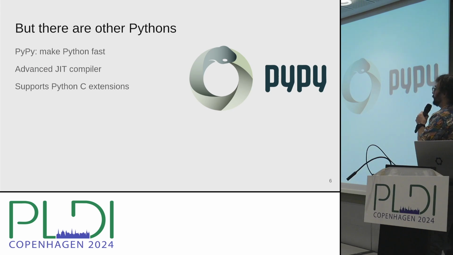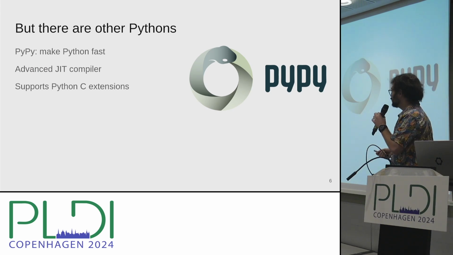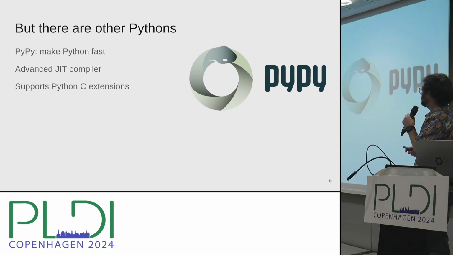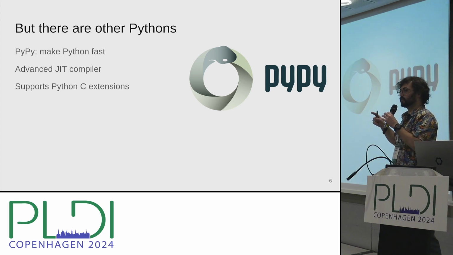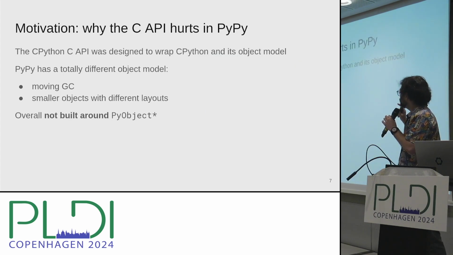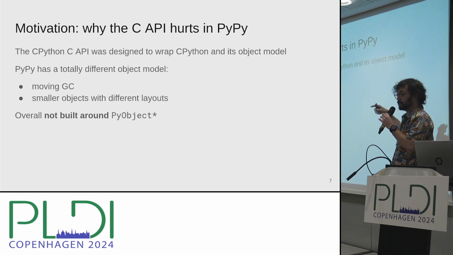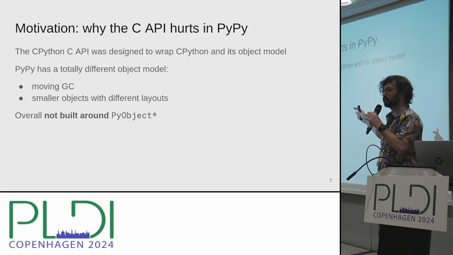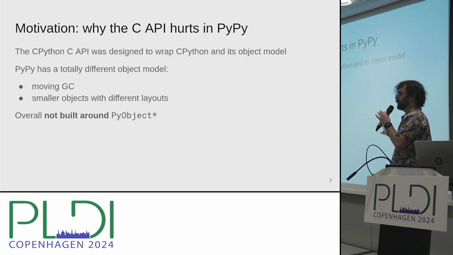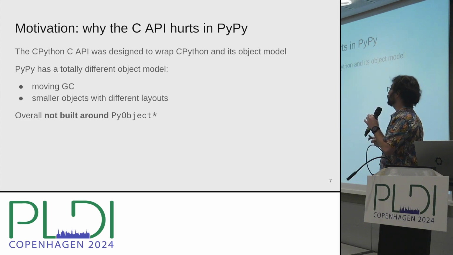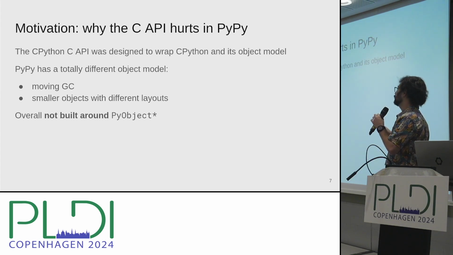And there are other Pythons like PyPy. PyPy's goal is to make Python fast. It has a really advanced JIT, about 20 years old, 20 years of research in there. And it does support Python C extensions, but it has a totally different object model. Because the CPython C API was developed for CPython, and PyPy has a different object model, it's got a moving GC. Objects just move around. And it also has a totally different object layout. It's not PyObject based. It unboxes things sometimes, or when it does box things, they have totally different memory layouts for performance reasons.